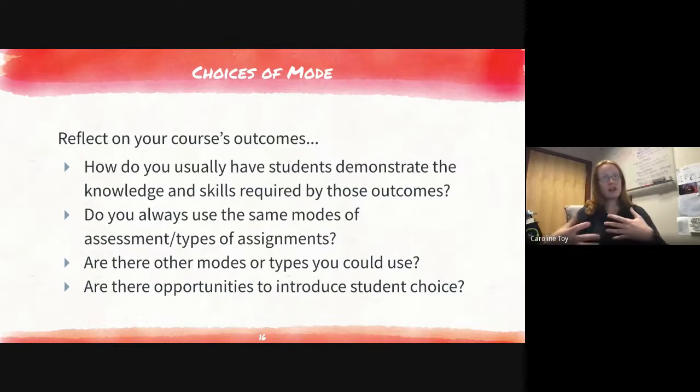I would love to talk, as we move into the more collaborative section of this workshop, about ways that this could work in other types of disciplines, particularly if you are in a test-heavy discipline, and how you can think about mode and outcomes that typically are assessed by testing.